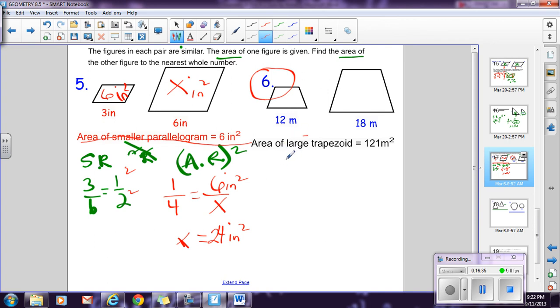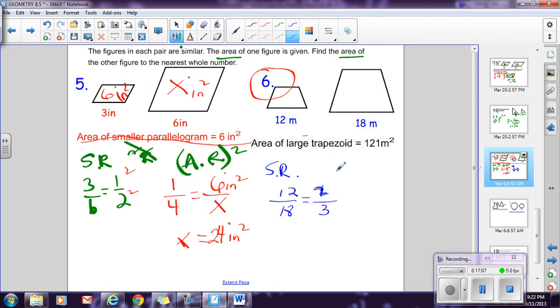Okay, so what's the first thing I need to figure out? I need to figure out that similarity ratio. I'm going to do this in blue. Similarity ratio, what is it going to be? Well, I'm going to reduce the 12 over the 18 because it's 12 to 18. Dividing by 6, I get 2 over 3, because 12 divided by 6 is 2, and 18 divided by 6 is 3.